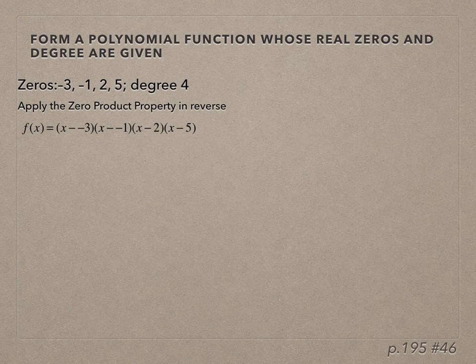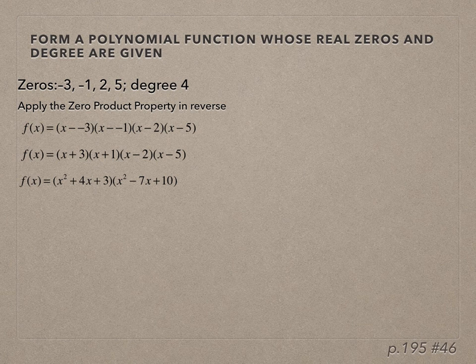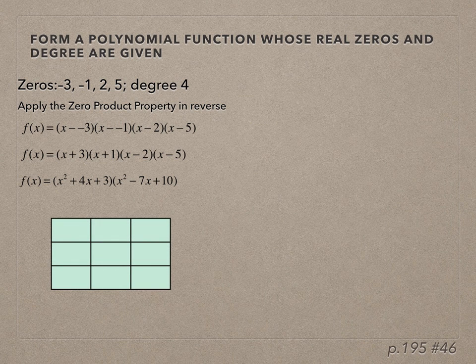So we can write x minus that first root times x minus the second root times x minus the third root times x minus the fourth root, and that will be our function f of x. Now we can simplify this. Here we can take the first 2 binomials and multiply them together, and the second 2 binomials and multiply them together. And if I wanted to, I could multiply these 2 trinomials together using the box strategy.